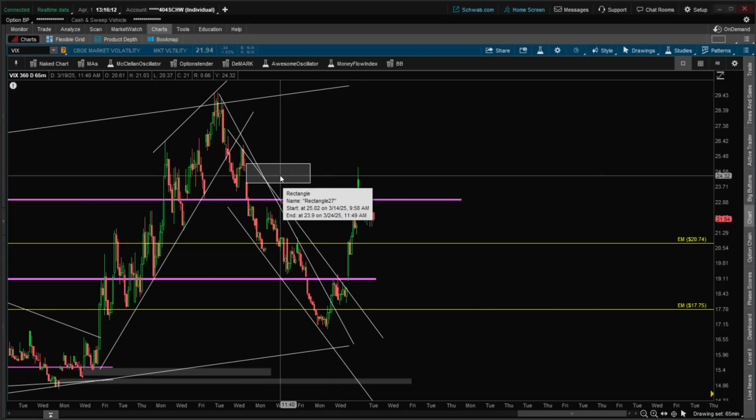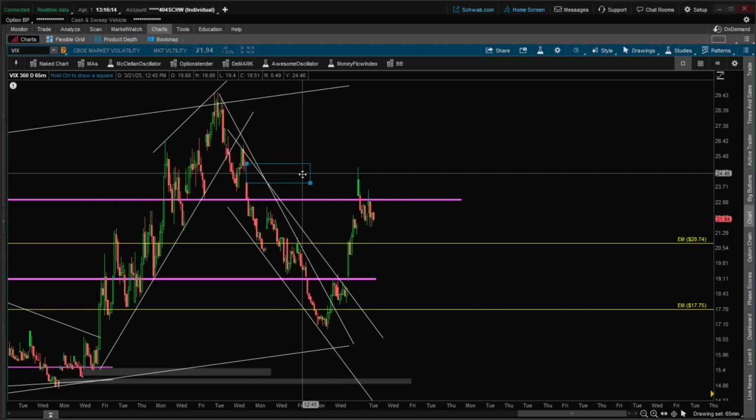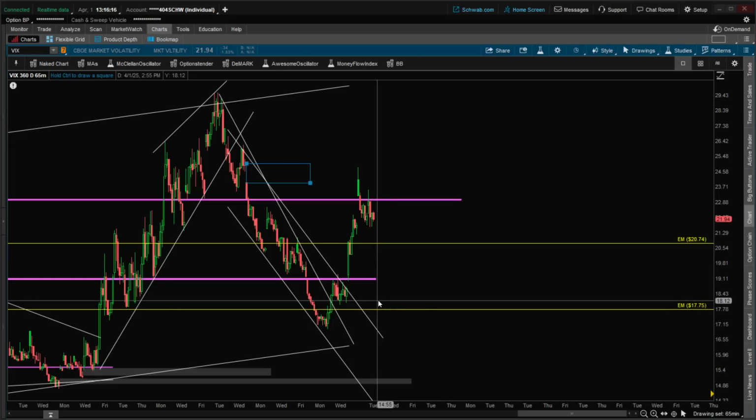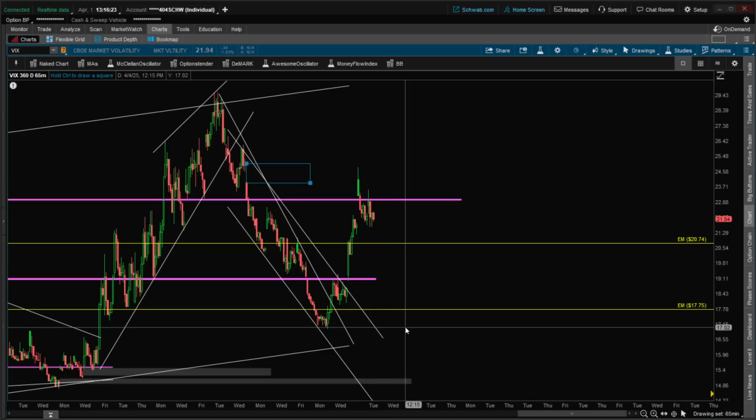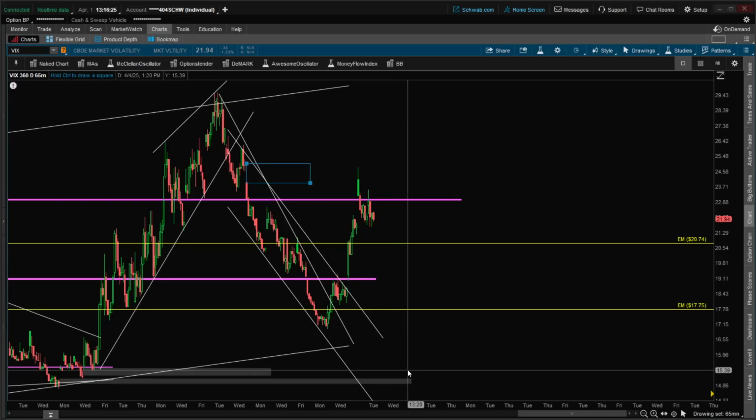It wanted to close this gap. Didn't quite close it all the way. So we got our reversal off of there. And I think this breaks down at least for a back test here. So that could create a higher low. Or if the market's going higher and pushing higher, it could close these gaps down lower into the 15-16 zone.